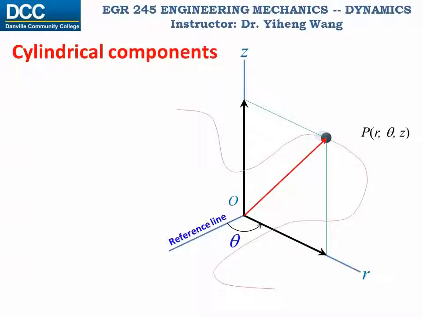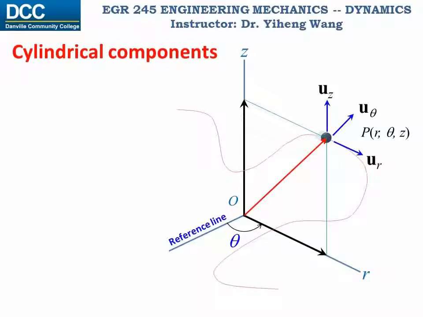There are 3 unit vectors associated with the three-dimensional cylindrical coordinate system. u_r, the direction of the radial component. u_theta, the direction of the transverse component, which is always perpendicular to u_r. And also u_z, which is the same k unit vector from the rectangular coordinate system. And u_z is always perpendicular to the plane made by u_r and u_theta.